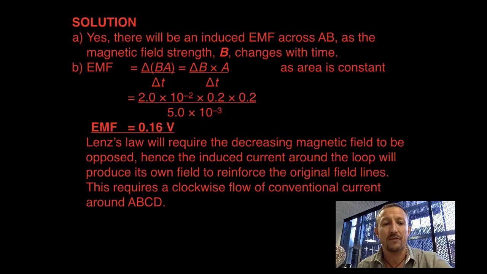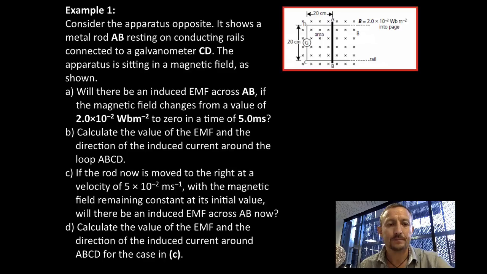Now, with direction, Lenz's law will require the decreasing magnetic field to be opposed. So it's going to go in the opposite direction to that change in flux. So the induced current around the loop will produce its own field to reinforce the original field lines. This requires a clockwise flow of conventional current around A, B, C and D. Okay, so remember we've got to go in the opposite direction to where that change of flux is working.